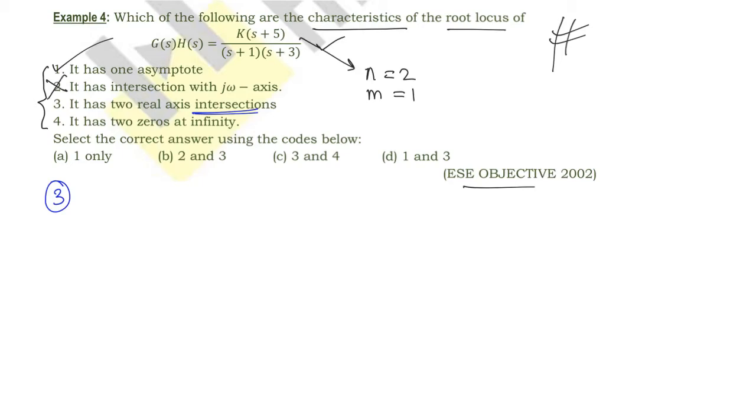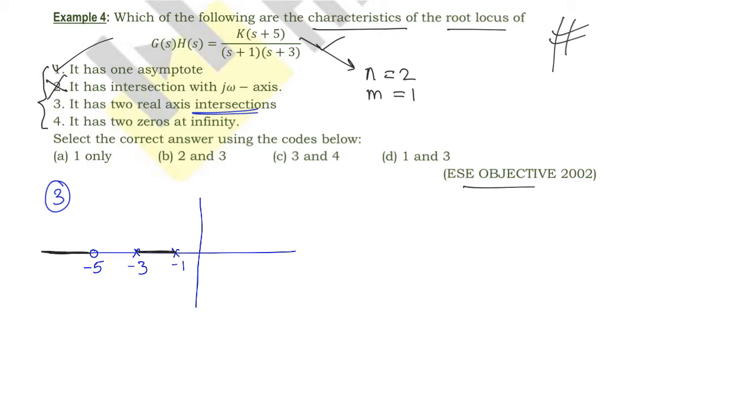Now if you plot these open loop poles and zeros, we have one pole at minus 1, one pole at minus 3 and one zero at minus 5. Between minus 1 and minus 3 we have the root locus, because to the right of it there is only one pole. Between minus 5 and minus 3 you will not have any root locus. Beyond minus 5 also you will have the root locus, because to the right you have 2 poles plus 1 zero, which is 3, an odd number.